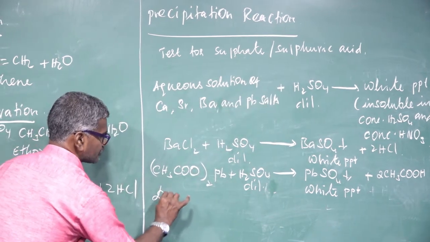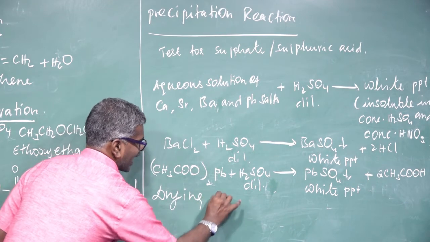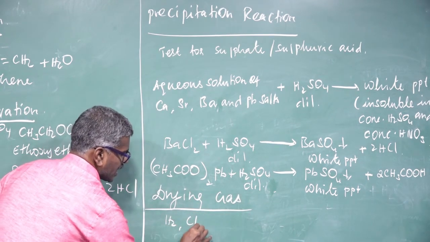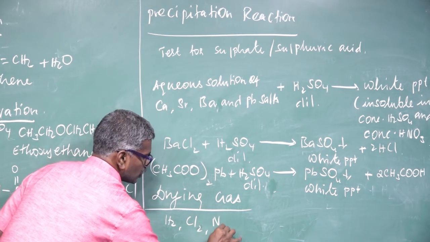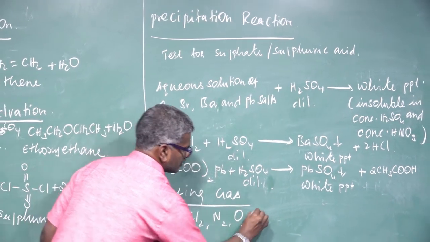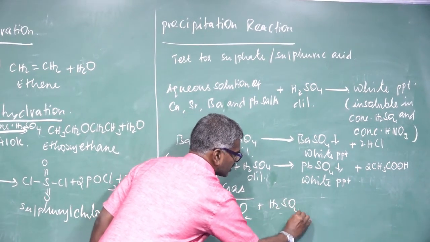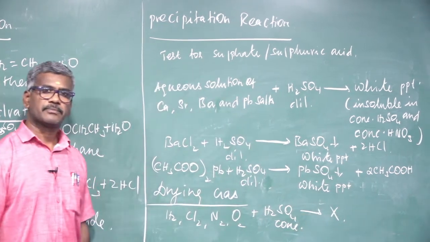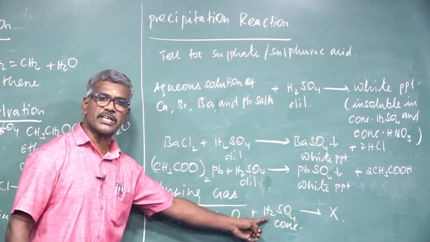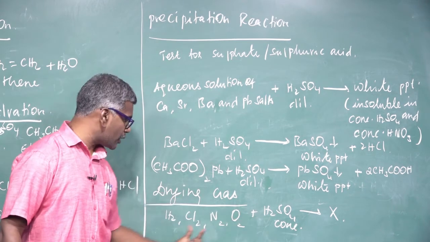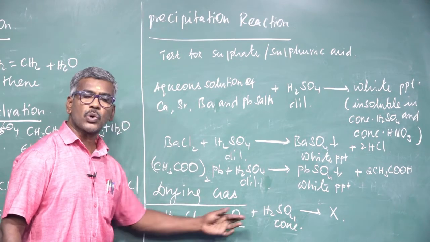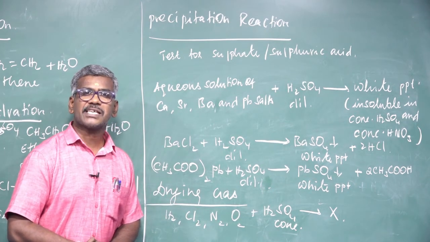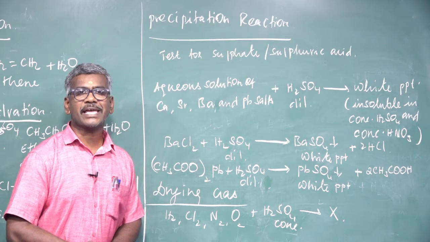Another one, drying gas. Gases like H2, Cl2, N2, O2 do not react with concentrated sulfuric acid, so reaction is not possible. Concentrated sulfuric acid can therefore be used to dry these types of gases. So concentrated sulfuric acid acts as a drying agent, has oxidizing property, and is a powerful dehydrating agent.